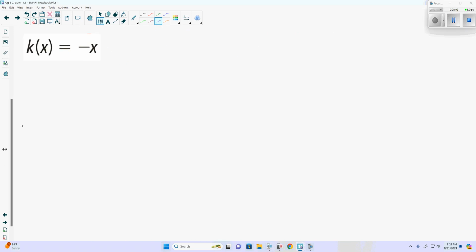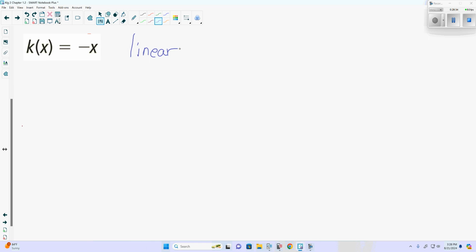Let's look at this one here. k of x equals negative x. You gotta stay constant, right? Linear. Oh yeah, good job. Constant would be if it was k of x equals 4. Constant is a number. There are no variables. If it says equal and then like x, it's going to be linear.